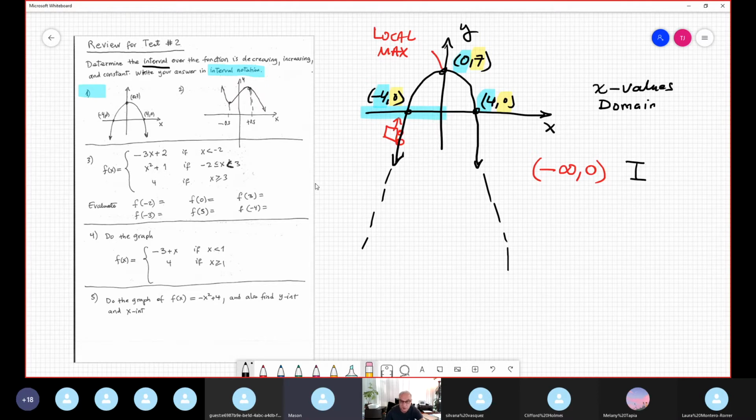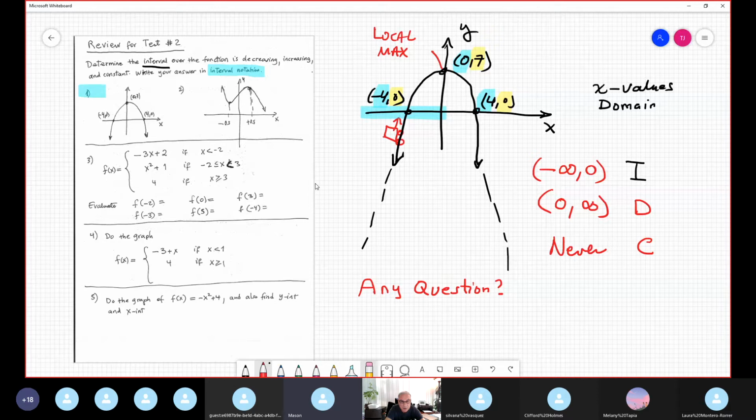And from 0 to positive infinity, the function is decreasing. And constant, never. Never, because you don't see that the function stays constant, no? We have no flat part in this example. Any question, guys? Remember, this is a review. This is important that you understand. In the test, I promise that you can face questions very, very similar to this.